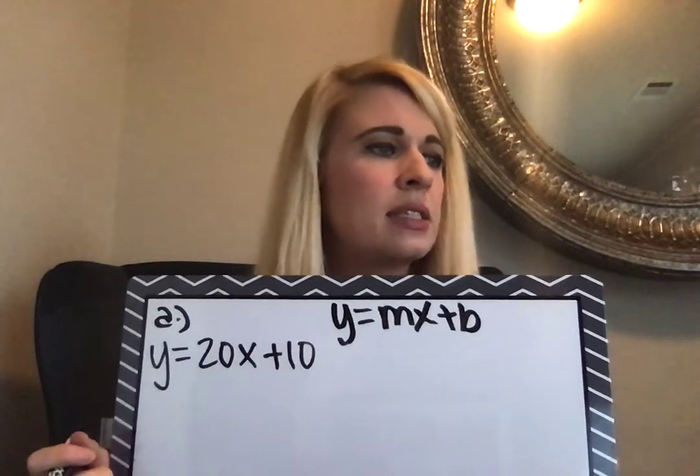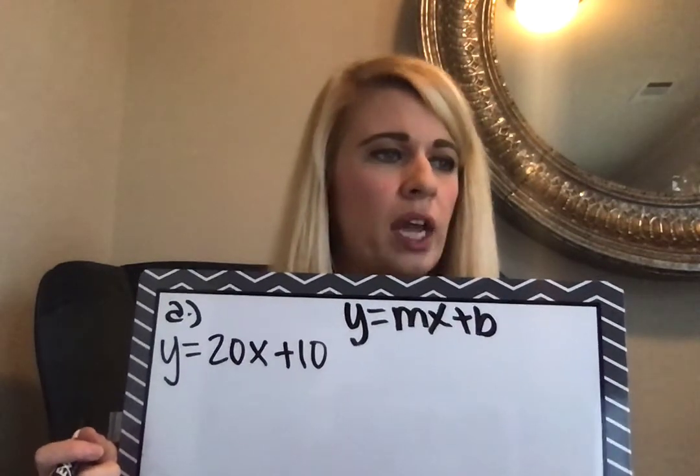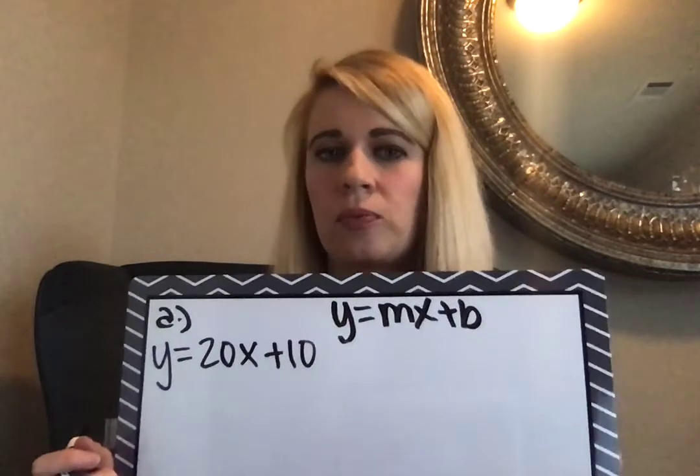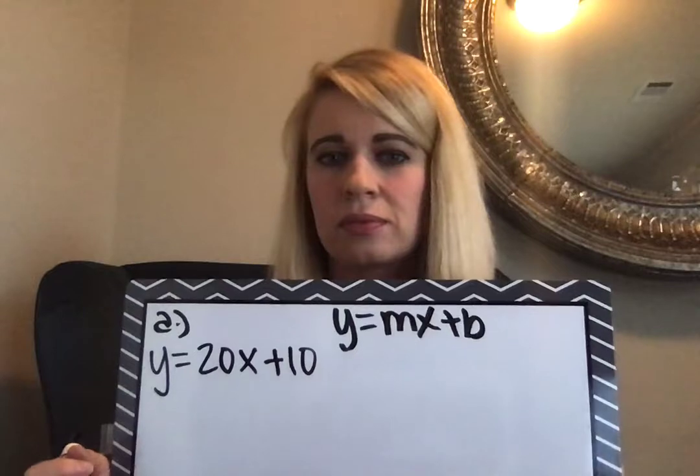So I'm going to go to B. It says, do you see the slope in the equation? If so, where? You should have said yes. Everybody on B, right? Yes. And where is our slope? Our slope is in front of our X. It is 20. So write yes, the slope is 20 in front of the X.